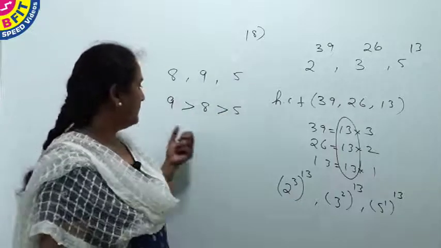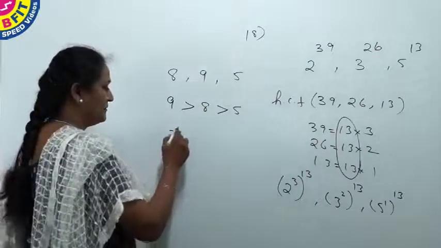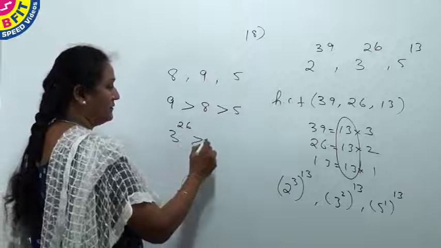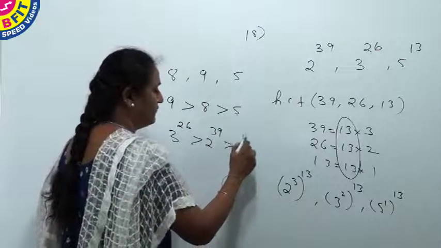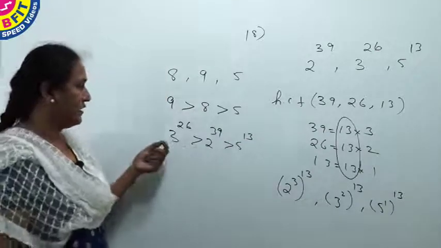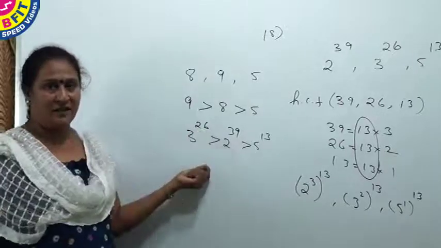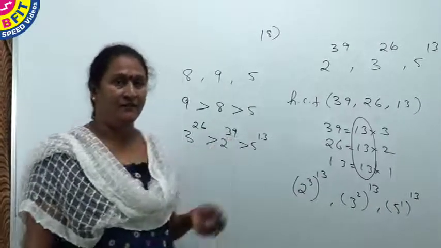The numbers which represent 9, 8, 5 are 3 power 26, 2 power 39 and 5 power 13. So after writing the numbers in descending order, we have 3 power 26 the highest, then 2 power 39 and then 5 power 13.